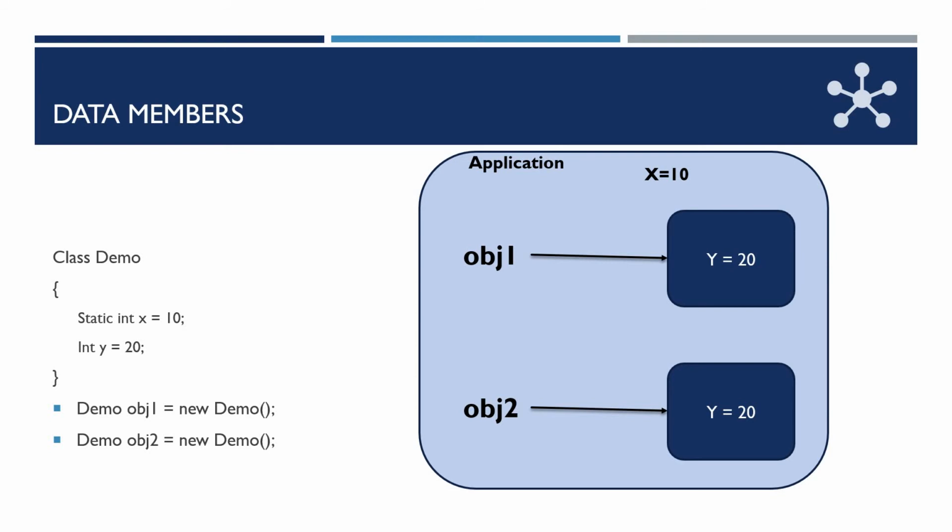So there is nothing to do with objects for static members. If you want to access x, you can access it as demo.x. If you want to modify it, demo.x equal to a new value, that's how you can modify it. So this is how static members' memory location is allocated and linked with the classes.